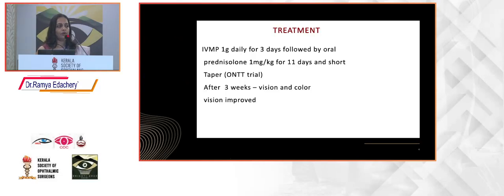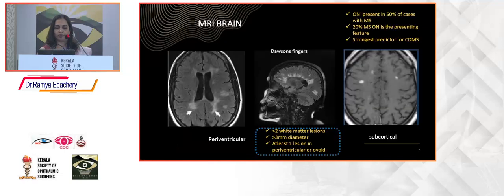Okay. So we gave a treatment of IVMP 1 gram daily for 3 days, followed by oral prednisolone 1 milligram per kilogram for 11 days and a short-term taper, as according to our ONTT trial. And after 3 weeks, she started improving in her vision and color vision. So why should we do MRI brain?